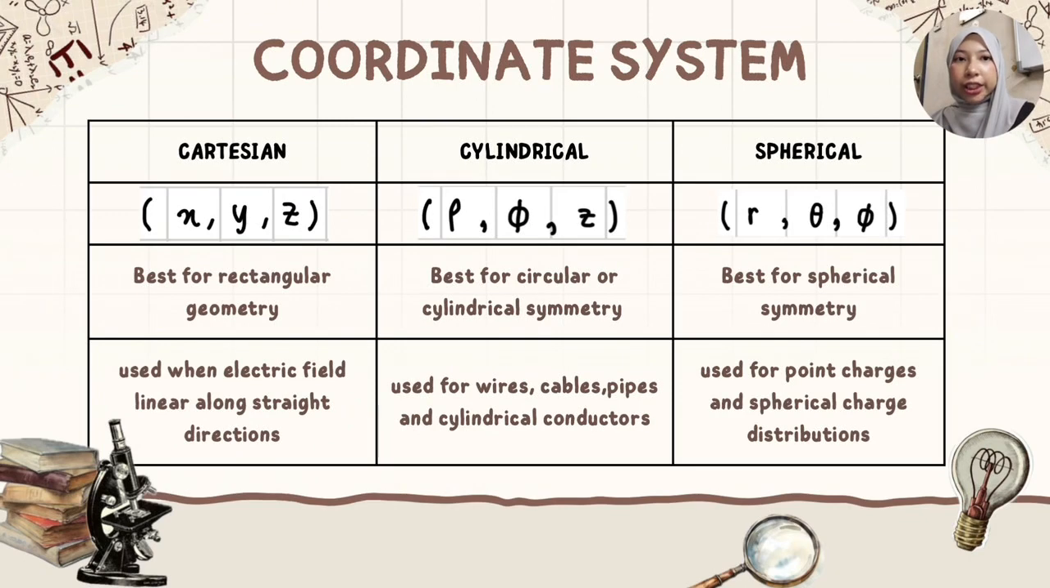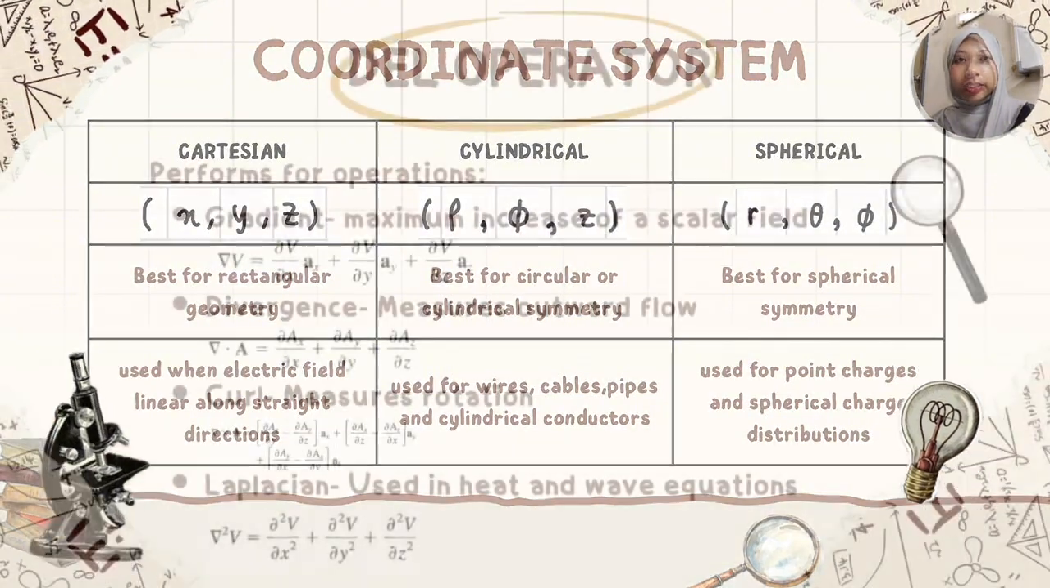In the spherical coordinate system, the coordinates are r, theta, and phi. Here, r is the distance from the origin, theta is the angle measured from the positive z-axis, and phi is the angle around the z-axis. This system is commonly used to analyze point charges and spherical objects. Choosing the correct coordinate system can help simplify mathematical calculation in electromagnetism.